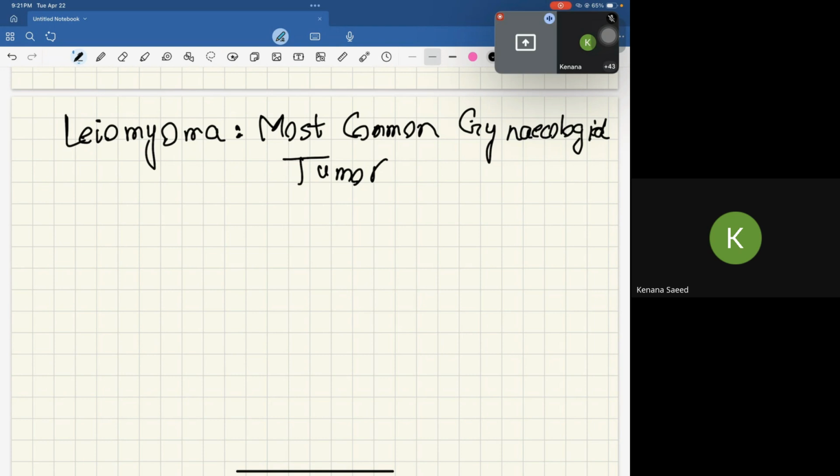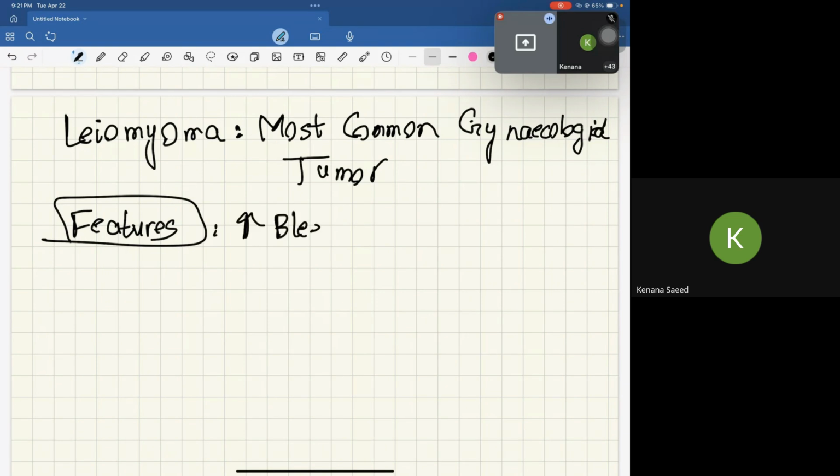cervical cancer. Okay, so now as we move on to leiomyoma, what are the clinical features of leiomyoma? There will be increased bleeding in the menstrual cycle. But as I've already told you, increased bleeding also occurs in endometrial cancer, in adenomyosis, and sometimes in endometriosis. So how do you differentiate between these things?